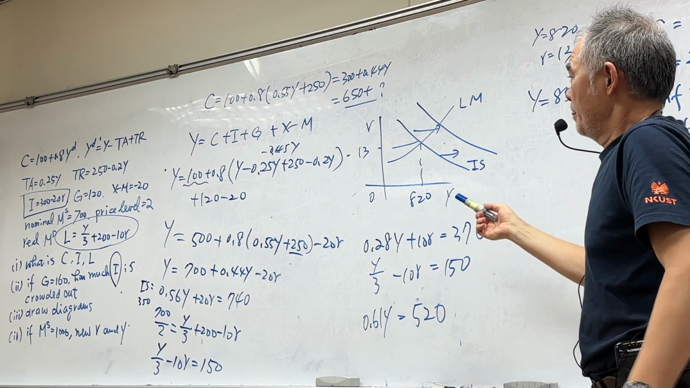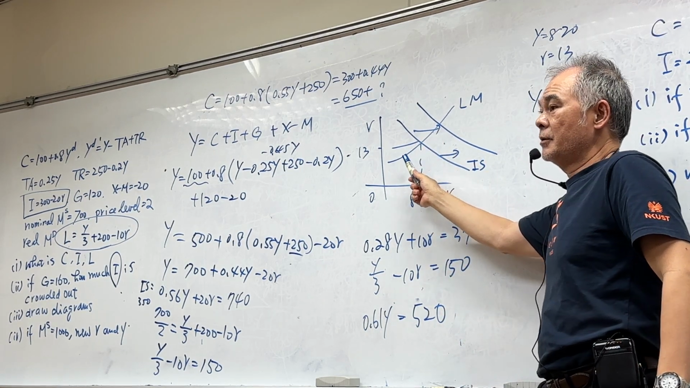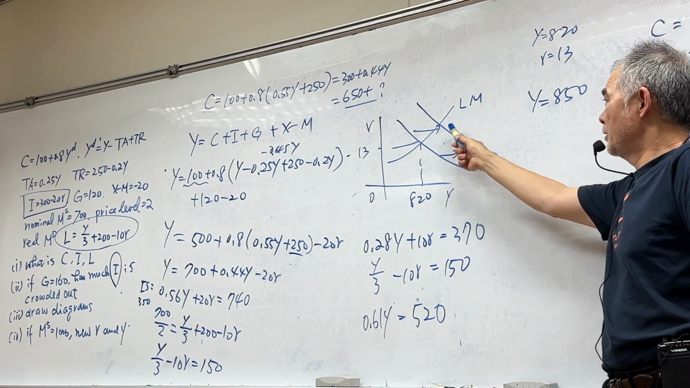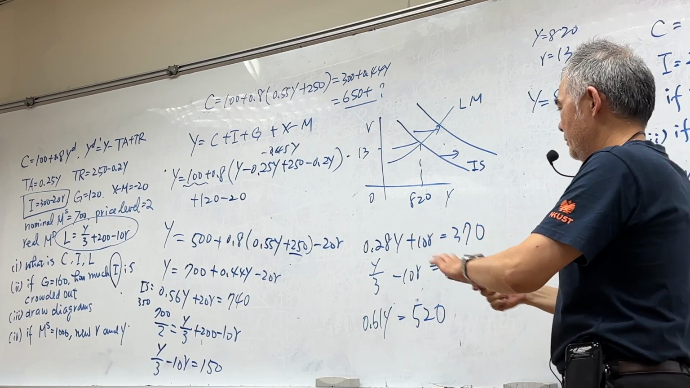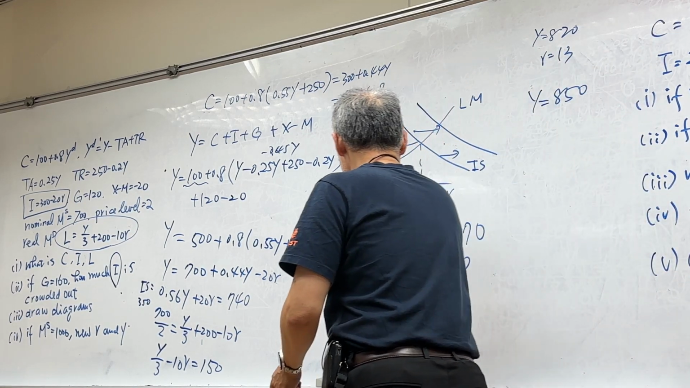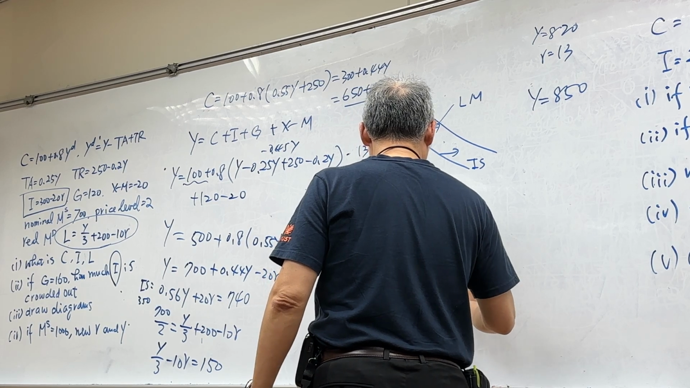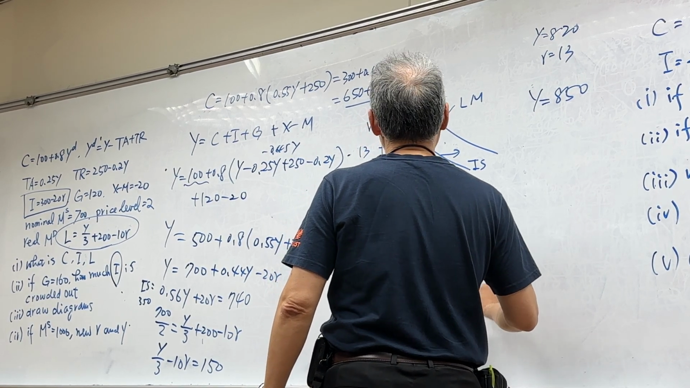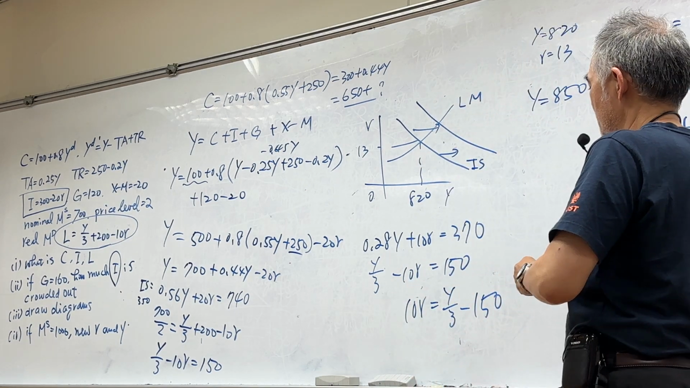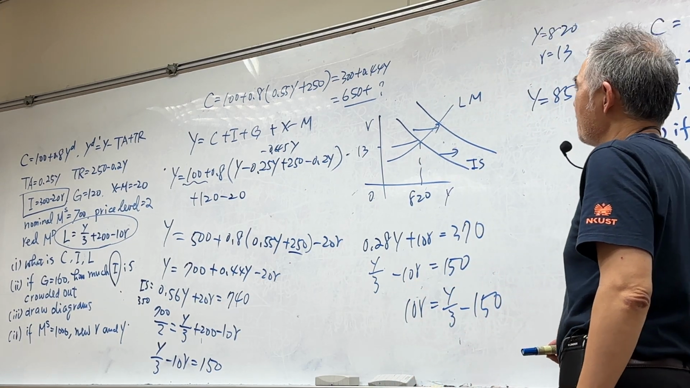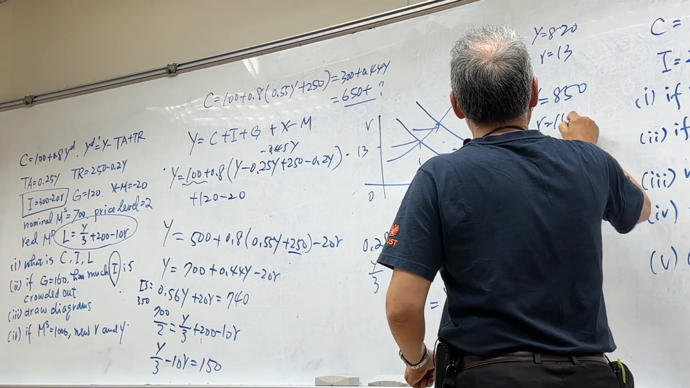It makes sense, right? Because if you increase government expenditure, the IS curve shifts to the right, okay? So you're going to get an increase in income and also an increase in interest rate. So please help us again. Here you have 10r is equal to y over 3 minus 150. So how much is that? About 14. Okay, 14 is good.